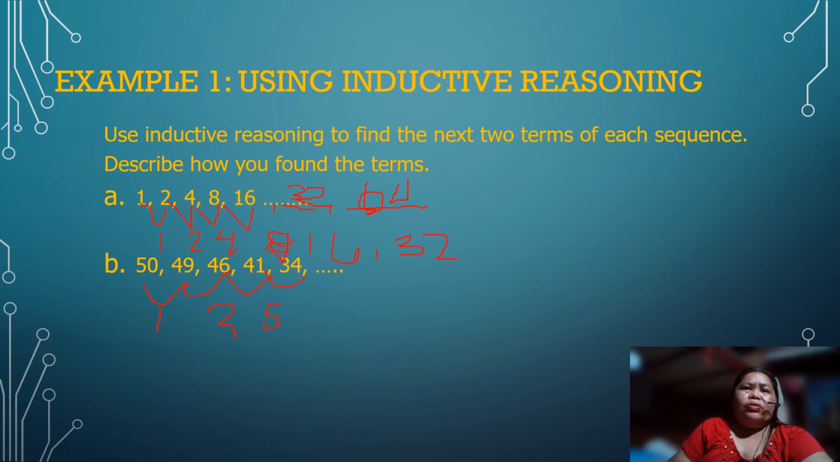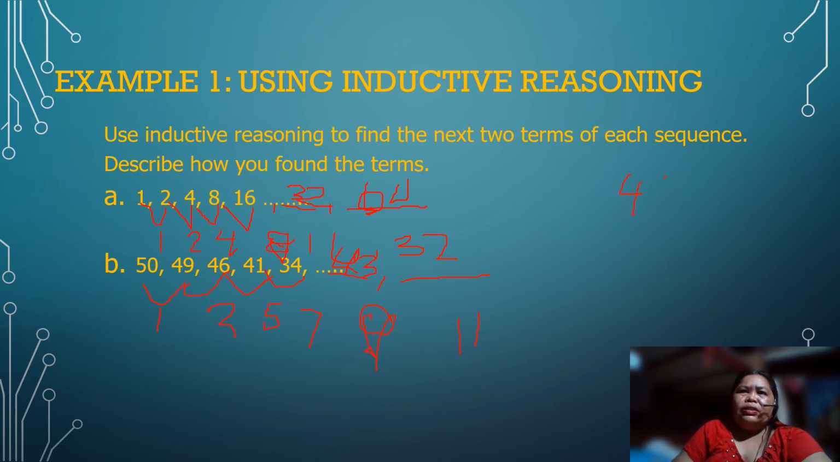Okay, 41 minus 34, I think it's 7. So the next common difference must be 9 and 11. So we need to add 9 to 34, which gives 43, because 34 plus 9 is 43.